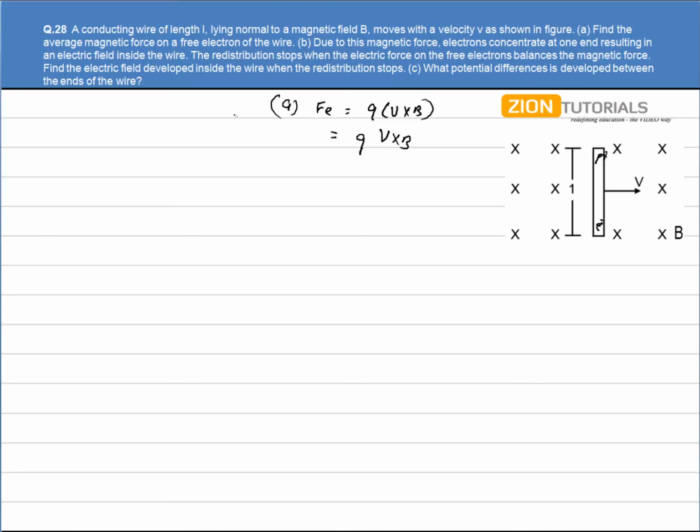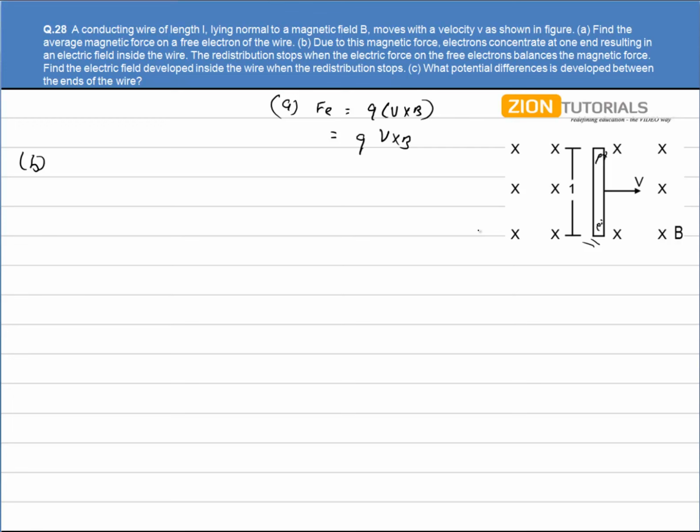Then second case, I had to calculate, due to this magnetic force, electrons concentrated at one end. As I told you, electrons will concentrate at one end and they will result in electric field inside the wire. Of course, now protons are upside, electrons are downside, so there will be an electric field generated between them. The redistribution stops when the electric force on the free electron balances the magnetic force.